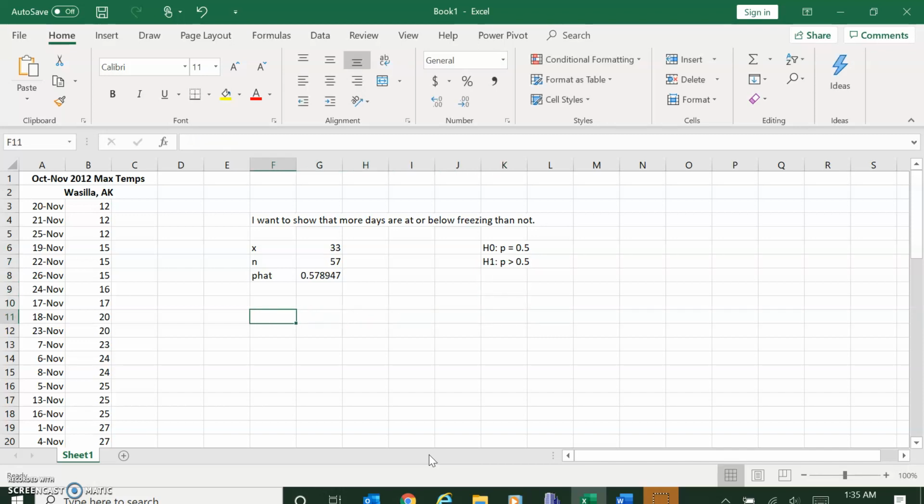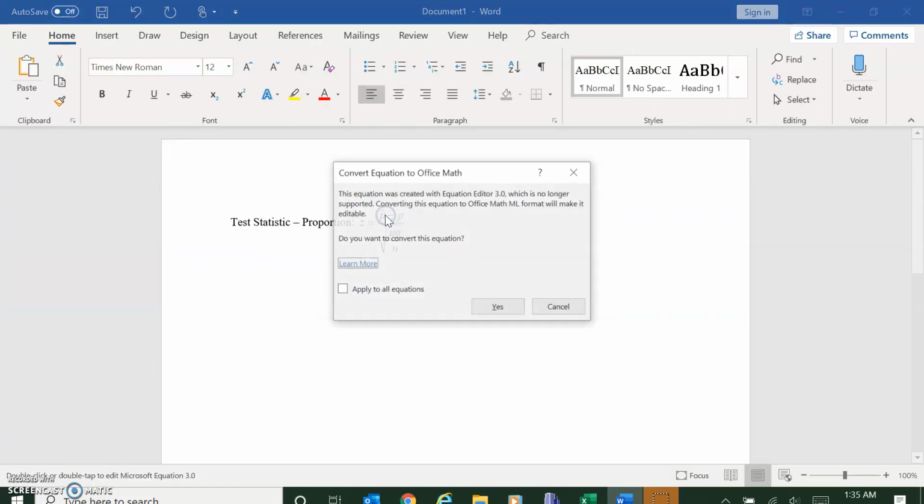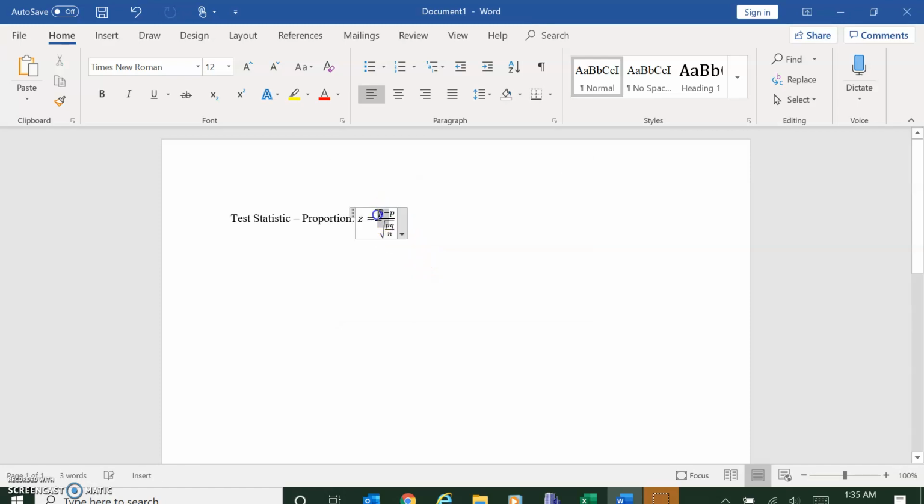So now I'm going to look at my formula. Here, my p hat is this 58% I just got. This is what I'm testing, 0.5. These two down here are 0.5 and 0.5 because there's no hat in them. And this down here is my total n, so 57.